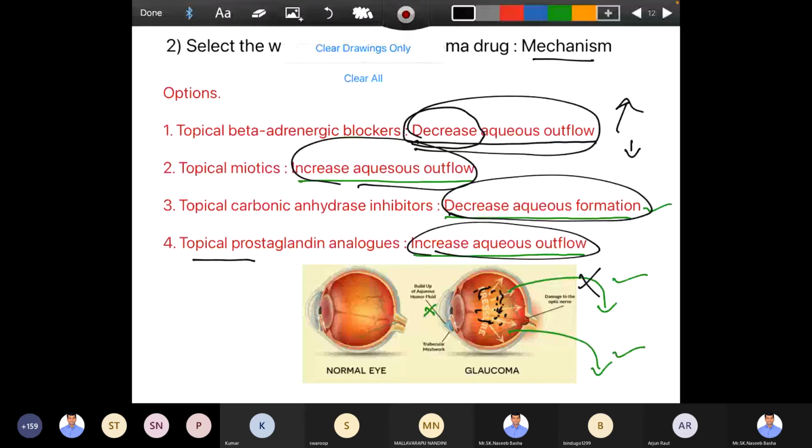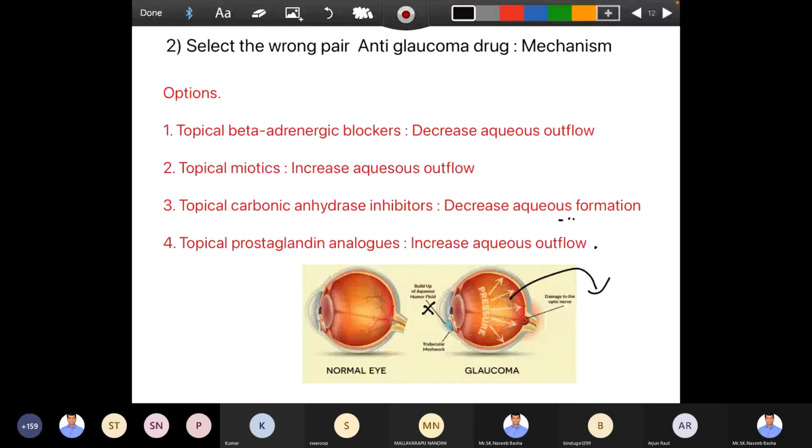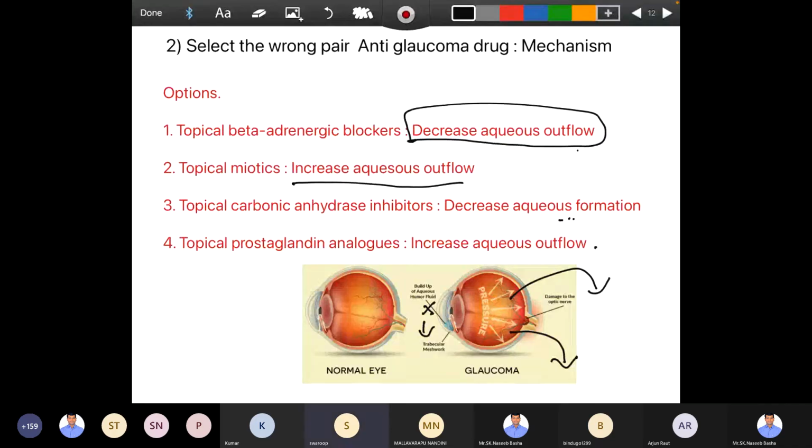Let me repeat it again. So this one is right. You are increasing outflow. That means the fluid comes out, pressure goes down. Decreasing aqueous formation. Here you are blocking it, so pressure comes down. Again, increase aqueous outflow. Again, you are sending the fluid outside. Decrease aqueous outflow. What does it mean? If you are decreasing outflow, you are increasing the fluid inside the eye. Pressure increases, the damage is high.